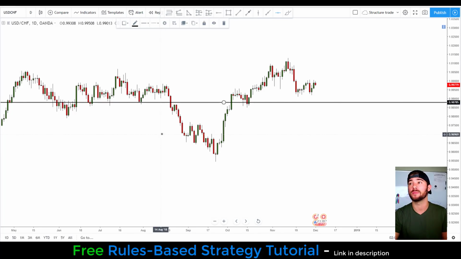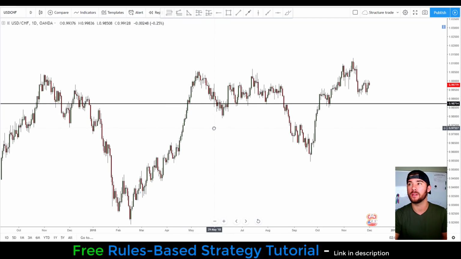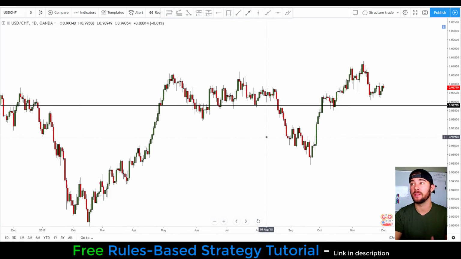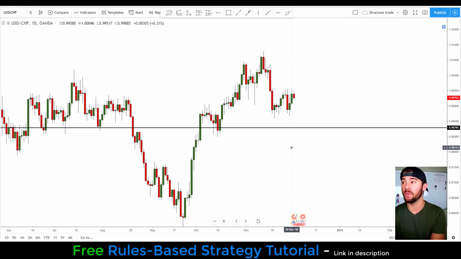Well, right here's a level that has been tested multiple times. We zoom the chart out a little bit to view other levels that we could possibly take trades from. It looks like that zone is going to be about it when it comes to where the market is right now. So this is our great trading opportunity zone right here around 0.9875.